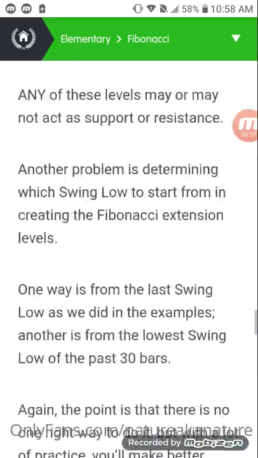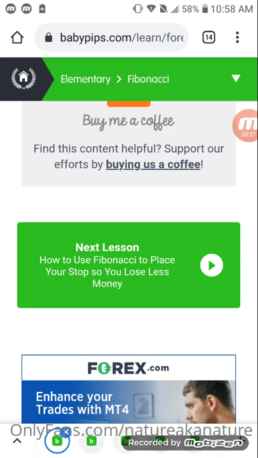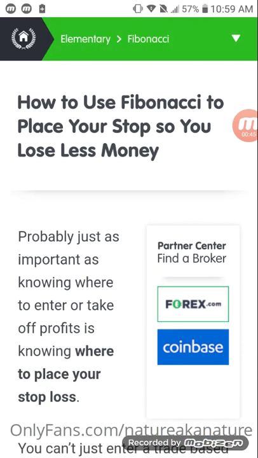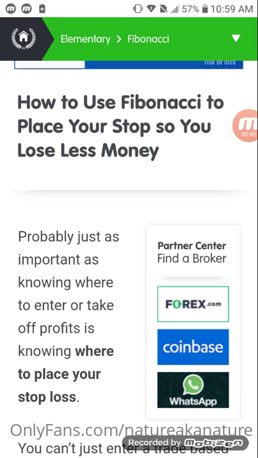In our next lesson, we're going to talk about how to use Fibonacci to place your stops so you won't lose money, or you can lose less money. Because in the market, you are going to lose sometimes. We talk about that too, about risk management, risking only small amounts on your account. Don't risk 90% of your account just to try to come up. There will be more trades.